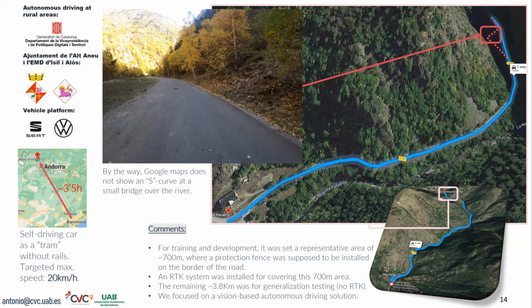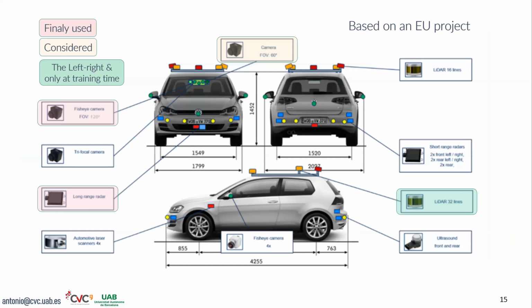The point is that in these 800, 700 meters, we were putting an RTK system also, because we wanted to train an imitation learning based part of the whole system. And for that, we needed waypoints for supervision. For the rest of the trajectory, we don't have any kind of RTK coverage.